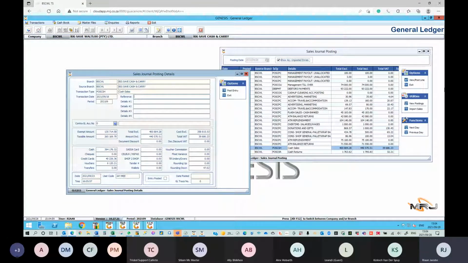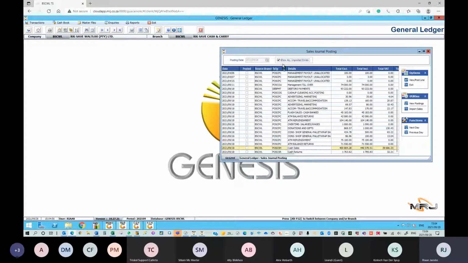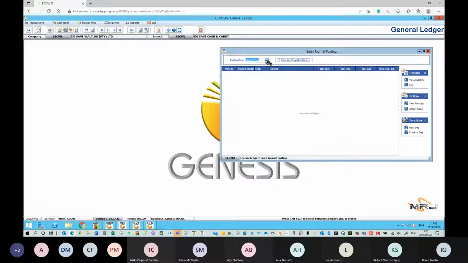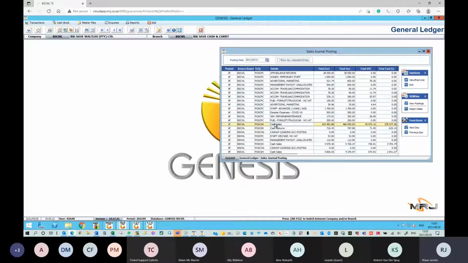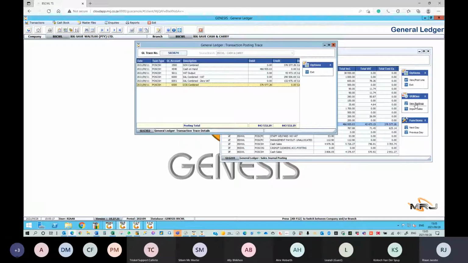So if I post that, that'll go into the GL. So let me just find one. I can show you what it looks like. Let me go back to the 18th, and the 18th was closed. Okay, so once it's posted, it will look like this. So I'll then go into cash sales. Well, no, sorry, I'm lying. Okay, yeah, cool. So now it looks different.